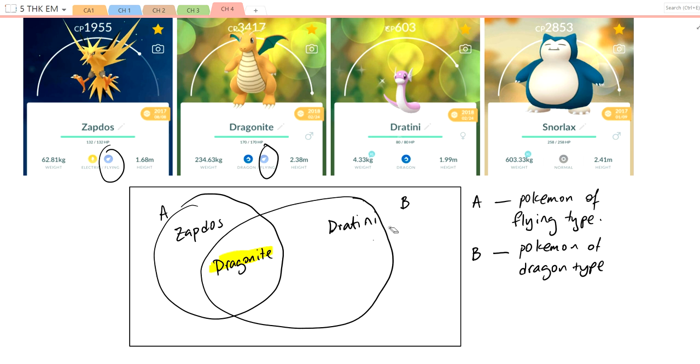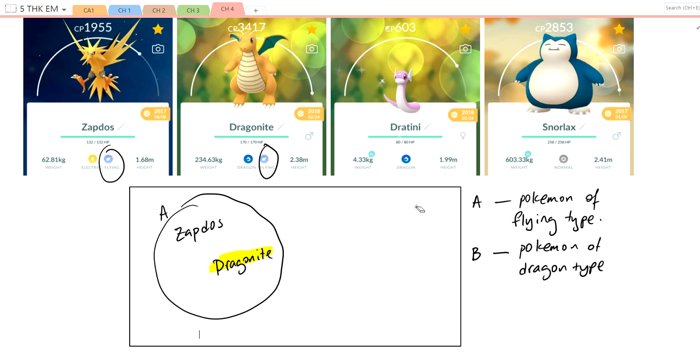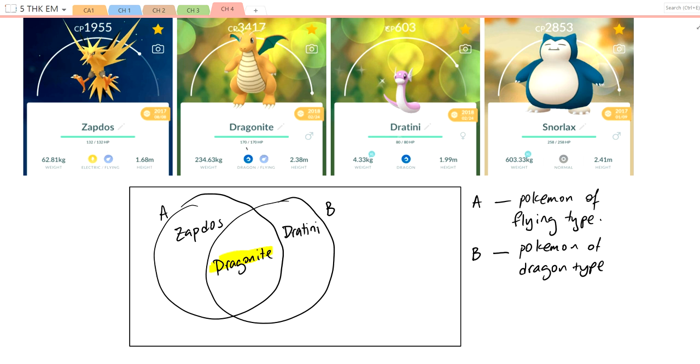Like this. Okay, so let's just beautify it a bit. Set B, we've got Dragonite and Dratini. So you see over here, Dragonite falls inside set A, which is a flying type. It falls inside set B, which is a dragon type. Okay, dragon over here, dragon over here.